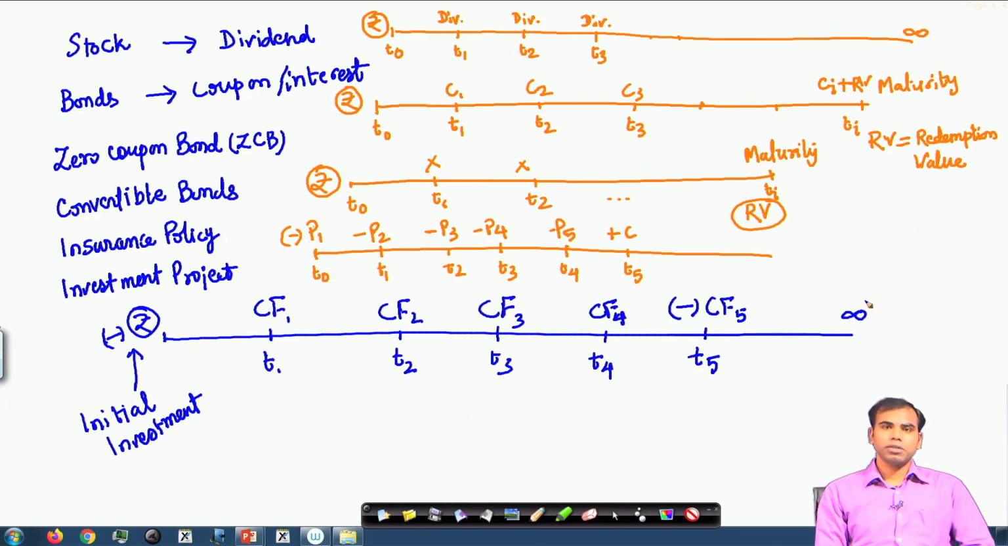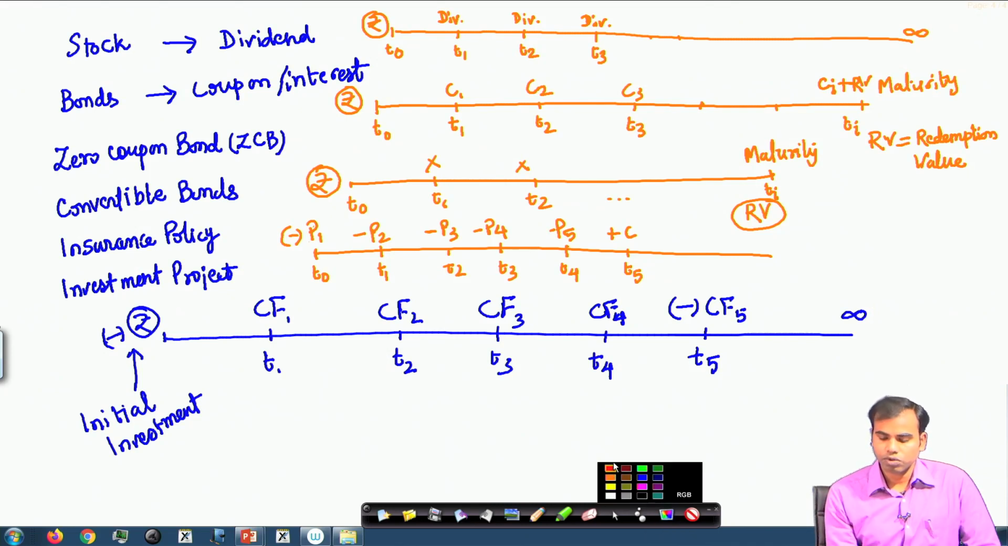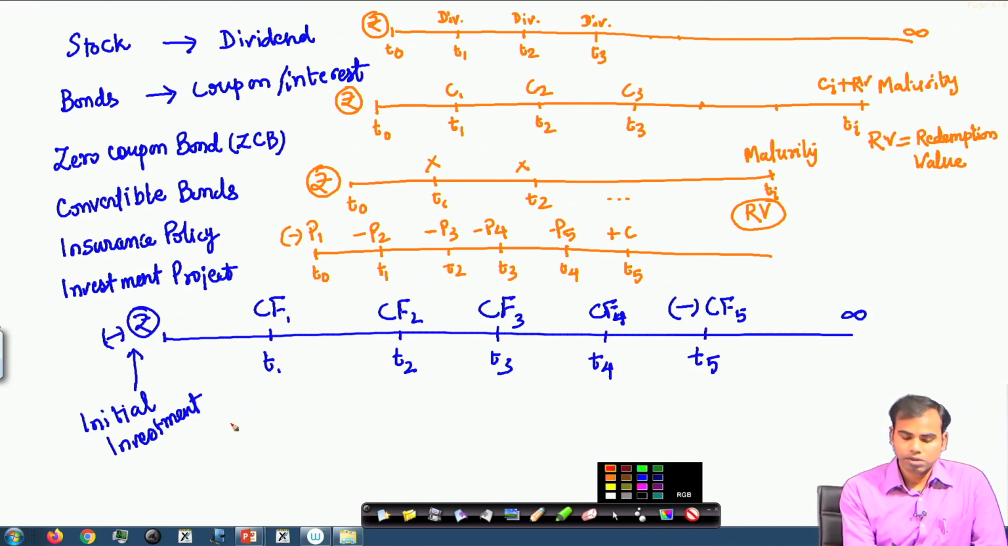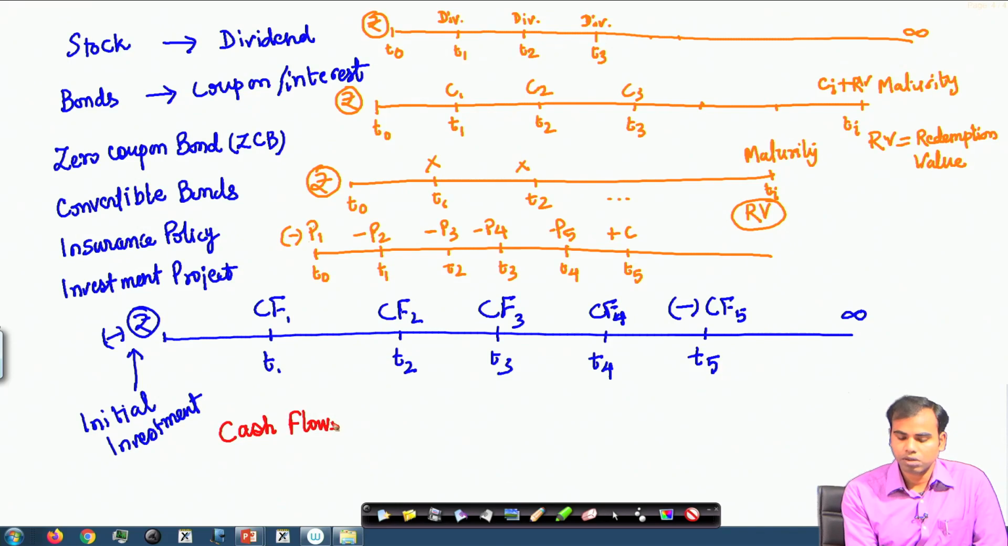Now, if I can define or categorize these cash flows, I would say that there are two types of cash flows. Basically, I am trying to categorize cash flows based on their properties. So, cash flows could either be a perpetual cash flow or it could be an annuity cash flow.